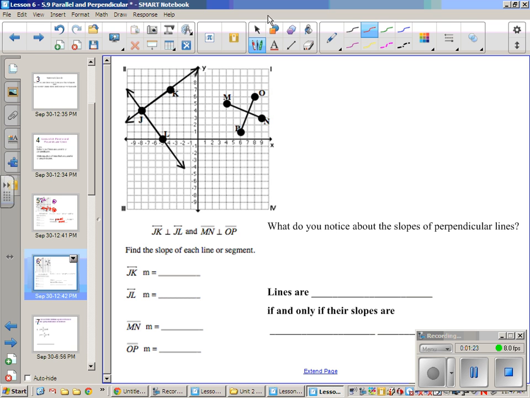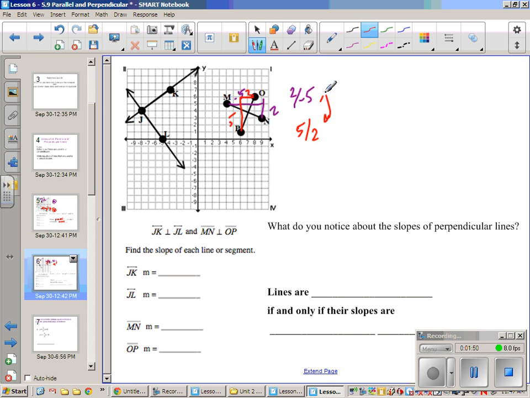And let's look at these. These are perpendicular, it looks like. So I'm going to find the slope. So I'm going to go up 2, it looks like, and over 1, 2, 3, 4, 5. So the slope of that one is 2 over negative 5. And this one looks like I'm going up 1, 2, 3, 4, 5, and over 2. So the slope of that one is 5 over 2.